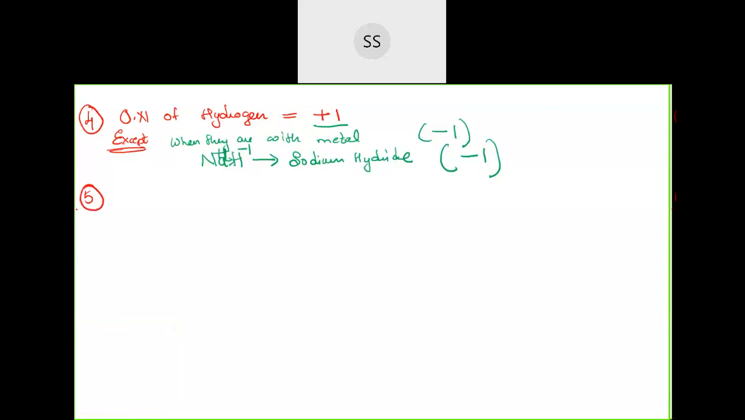Let me go for the fifth one. Fifth one is the oxidation number of oxygen. Oxygen, usually the charge on them is minus 2. So the oxidation number of oxygen is minus 2. But then there are exceptional cases, except when they are in the form of peroxide. Oxygen exists in different forms also. They combine with themselves and form peroxide as well as superoxide.